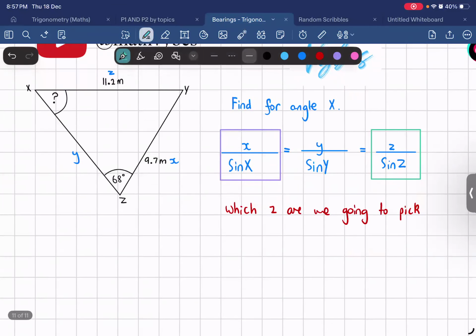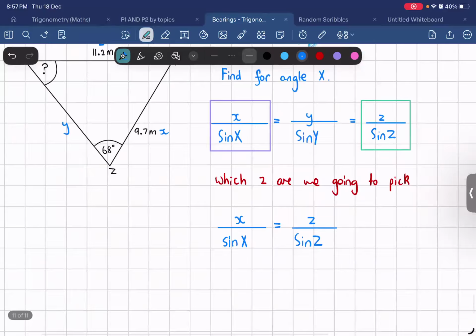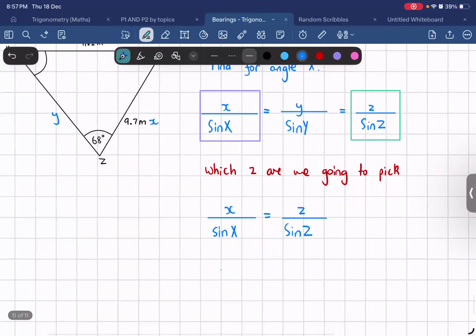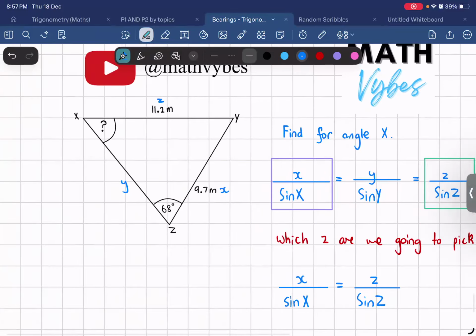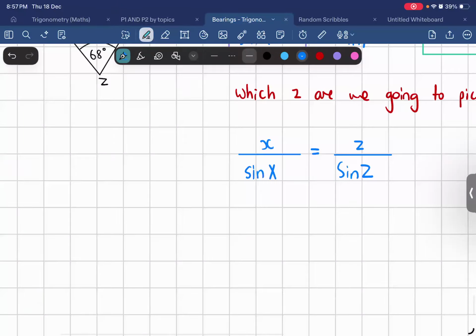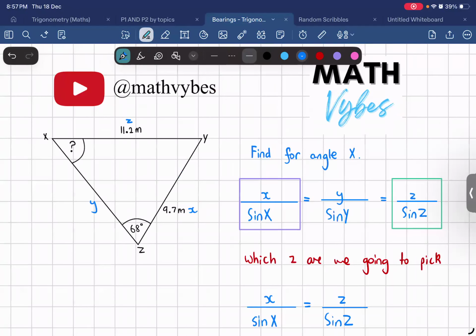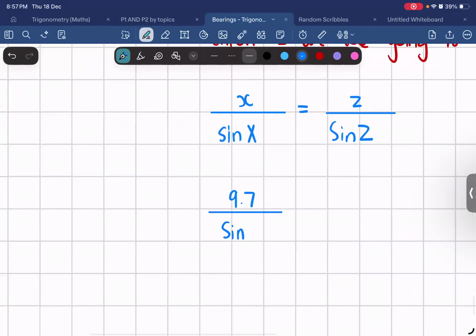Let's substitute now. Before we substitute, let's just write our formula. So x all over sine x, right? And that would be equal to z all over sine z. So Perseus, could you tell me what x is? Check the diagram. What's x? 9.7 meters. Right? 9.7. What is angle x? Do we know what that is? No, sir. No, so we're just going to write back x.